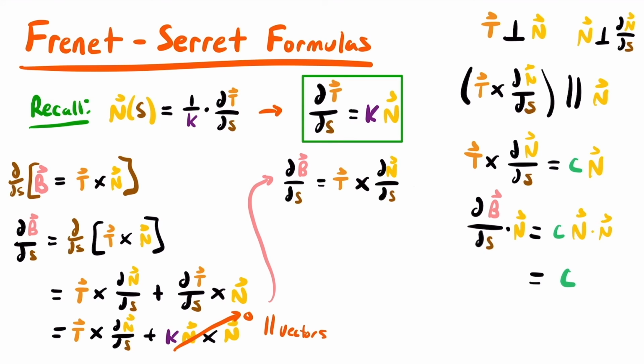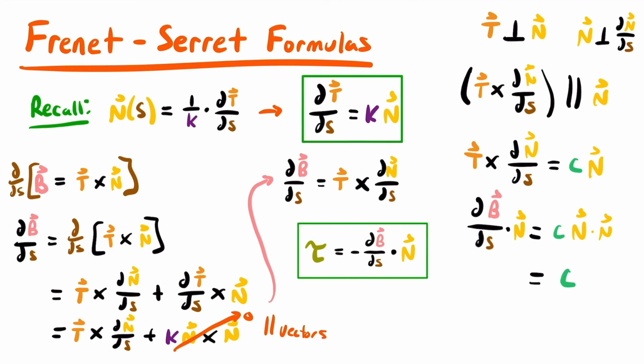And my question to you is this: does that look familiar? Because it should. We looked at this at the very beginning of this video, or at least something very similar to this. Remember what we defined torsion to be. We said that the definition of torsion is that torsion is equal to the negative derivative of B with respect to s, dot product with the unit normal vector. So if the positive version of that is equal to some constant, then that constant would be equal to negative torsion. What we get here is negative tau. That's what that constant would have to be.